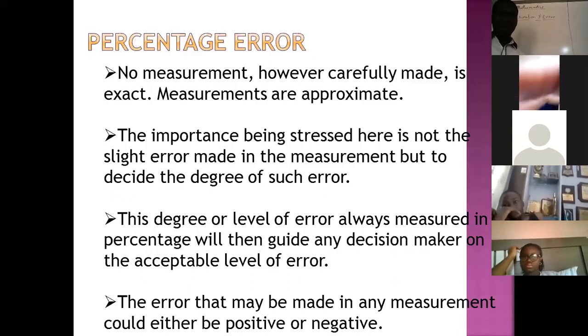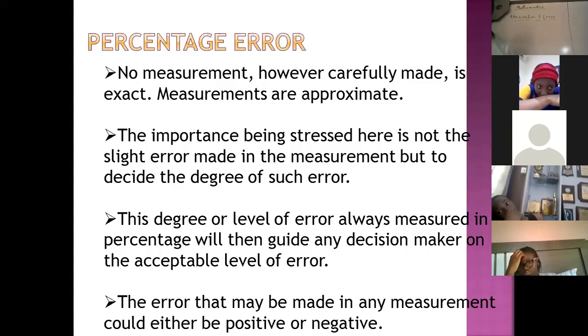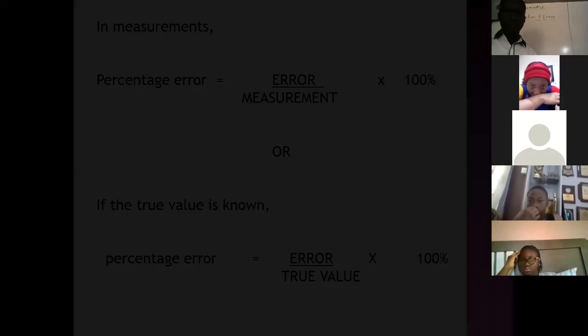The third point is that the error made in any measurement will either be positive or negative. You should bear that in mind. It will either be positive or negative. I move to the next slide.